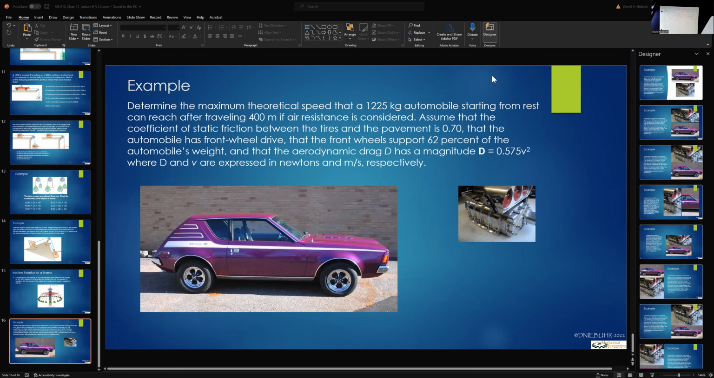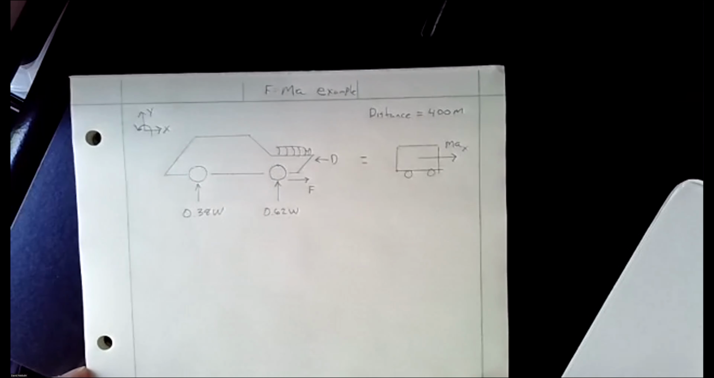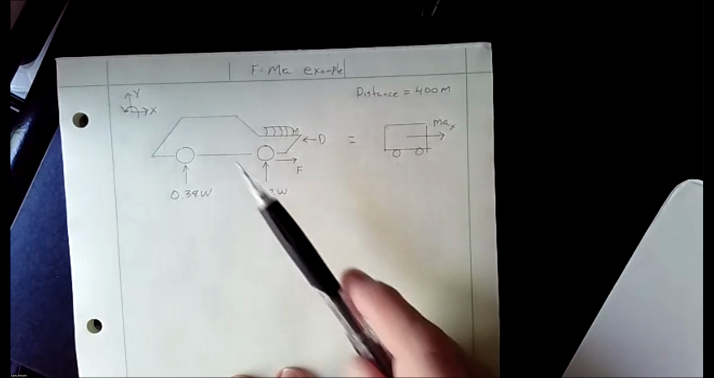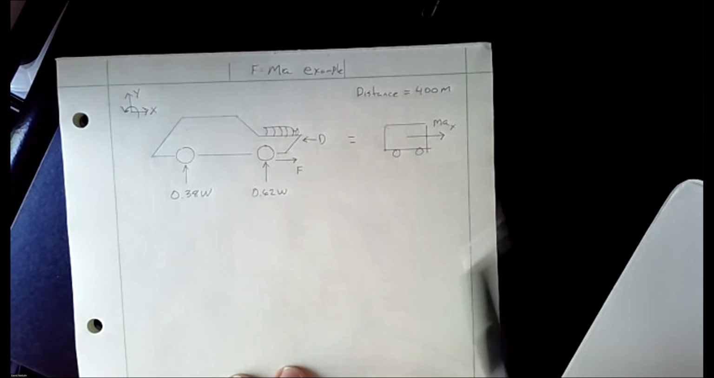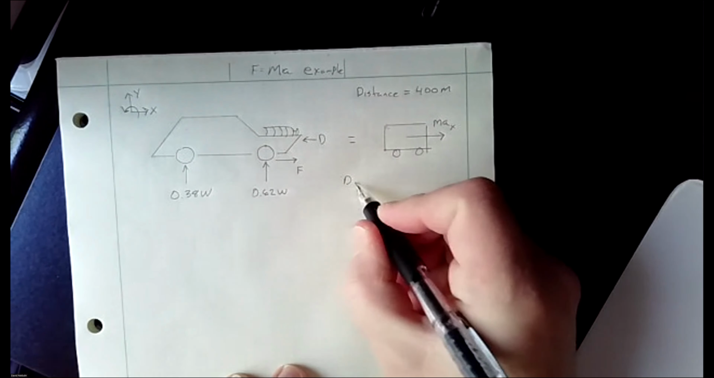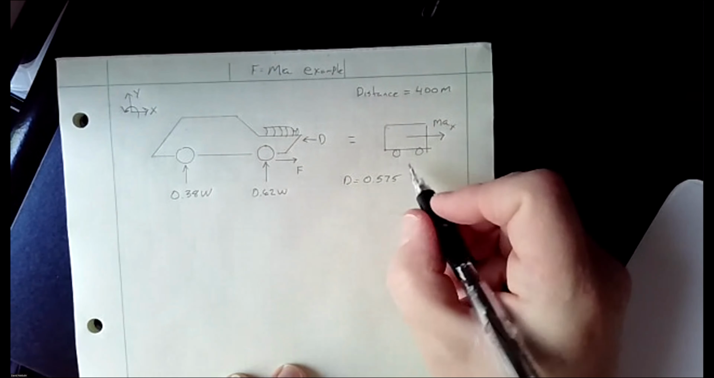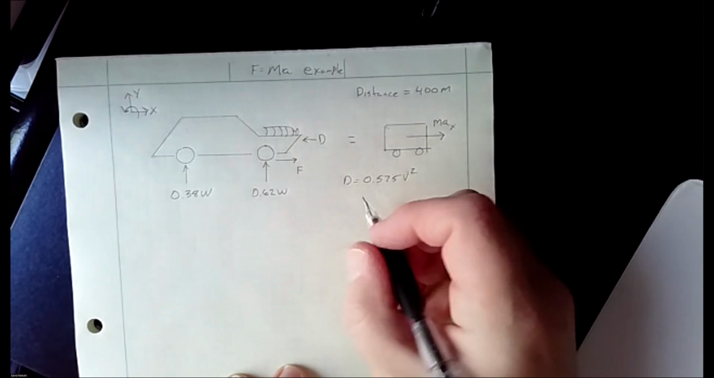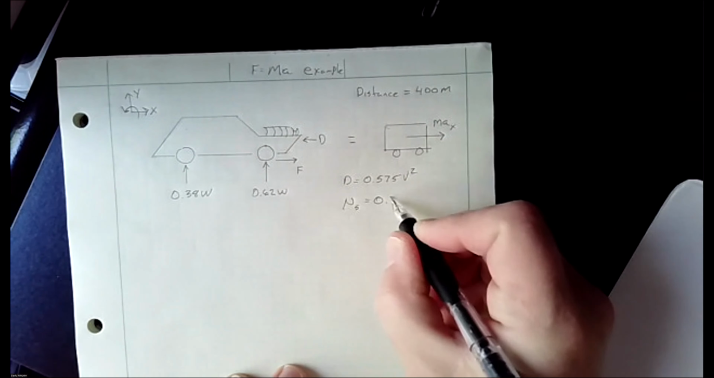All right. So first thing we're going to do is make sure you can see the screen. So here is our drawing. Here's the Gremlin on the left, I'm sorry. And so there's the drag force that we're given. So we know that D is 0.575 times V squared. All right. And we're given that the friction coefficient is 0.7.